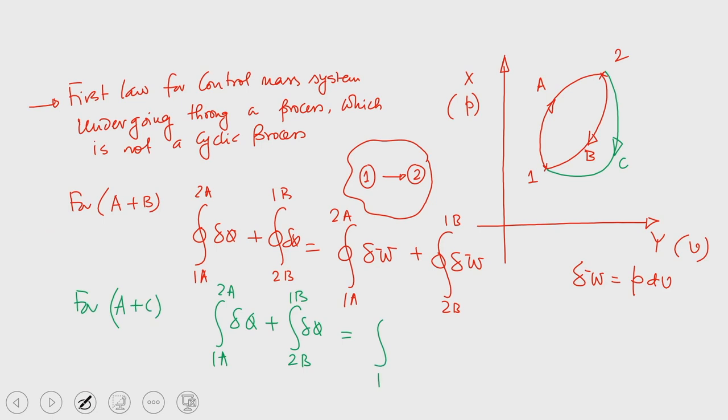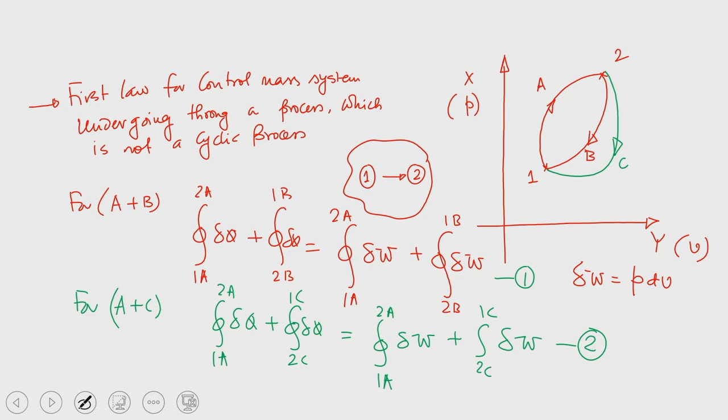This is equal to the contour integral 1A to 2A δW, because these are path functions. It is not 2B, again I should write it is 2C, and then 2C to 1C δW. So this is the expression. Say this is equation number 2 and this is equation number 1.